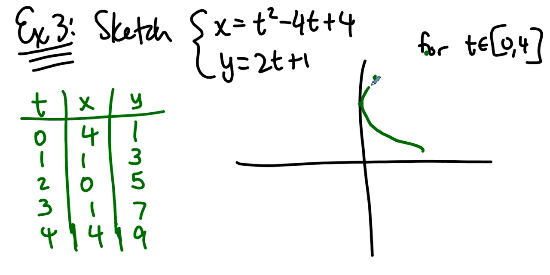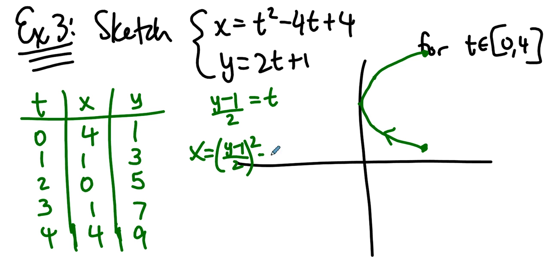The curve looks like this with that orientation. Initial point here at 4, 1, terminal point here at 4, 9. It again looks like a parabola, which makes sense because if y is 2t plus 1, then t is y minus 1 over 2. And substituting this t here, x is y minus 1 over 2 squared minus 4 times y minus 1 over 2 plus 4, and that is definitely a sideways parabola because it's an x equals y squared kind of a curve.